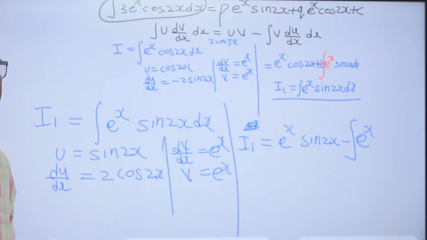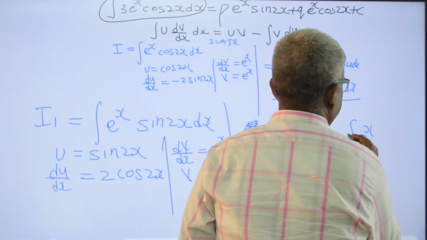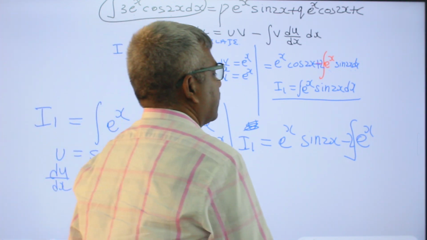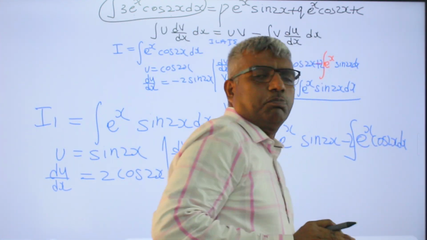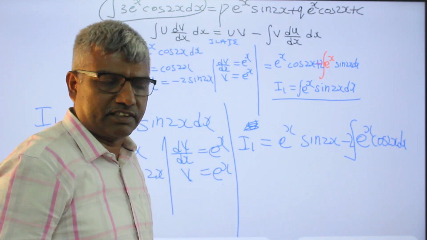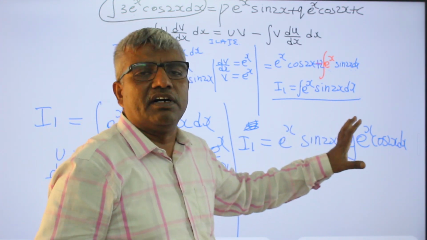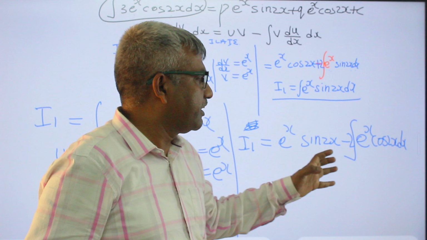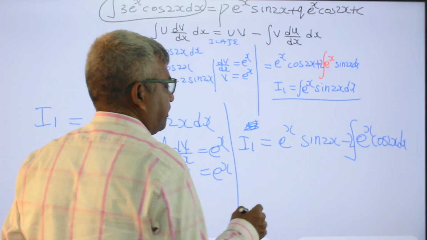What is du by dx? 2 cos 2x. This 2 I am putting here. Cos 2x. Why am I splitting 2, 3 out? Because I have seen people committing mistakes. Here also people are committing mistakes. They are forgetting to multiply the later part. That also kills the marks. But here you can manage. Many times I have seen people committing this mistake.